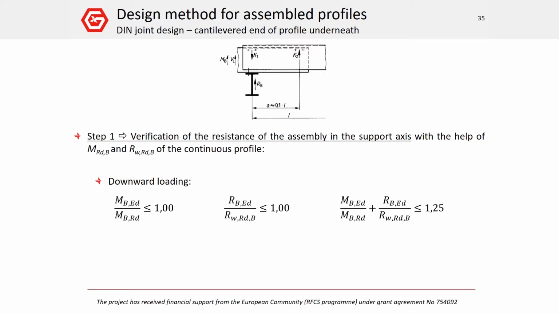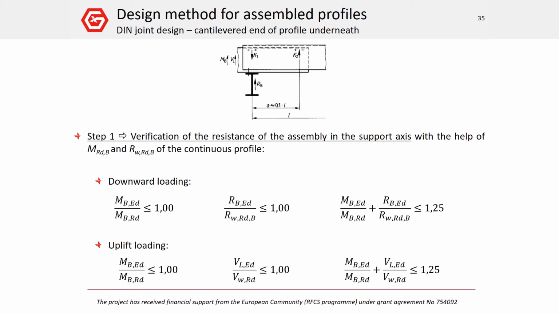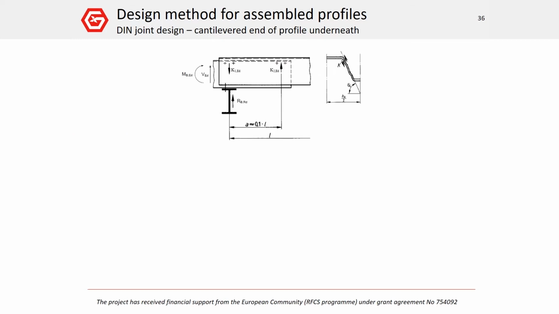Under downward loading, the bending resistance must be greater than the applied moment. The support resistance must be greater than the support reaction, and the interaction between bending and reaction must be checked using the following relation. Under uplift loading, the bending resistance must be greater than the applied moment, the shear resistance must be greater than the shear load, and the interaction between bending and shear must be checked using the following relation. For this configuration of single overlap joint, there is no need to verify the web crippling.